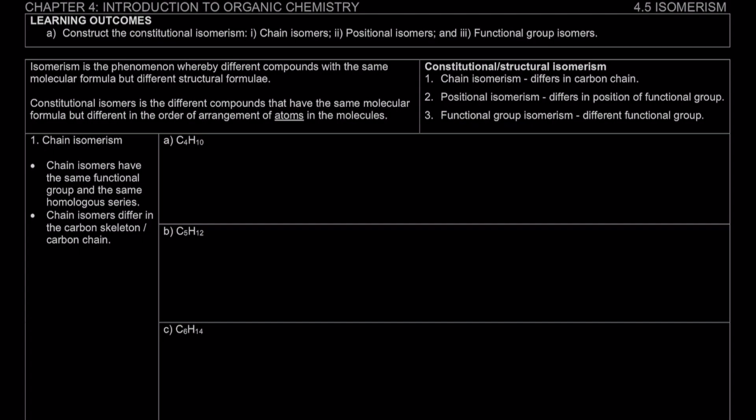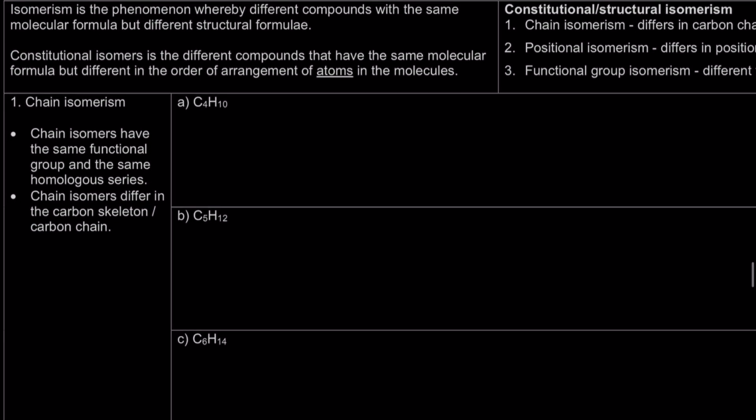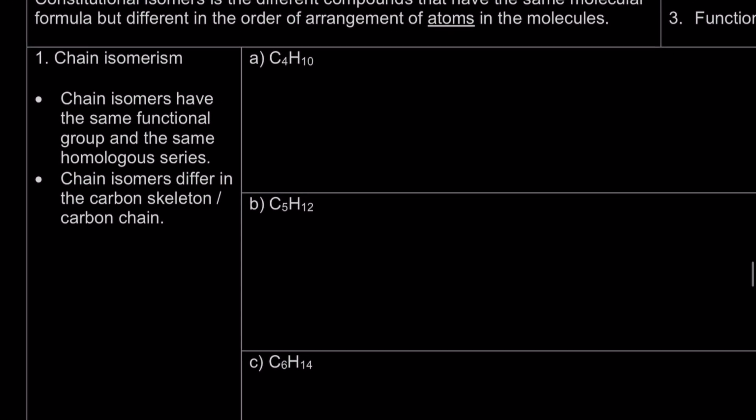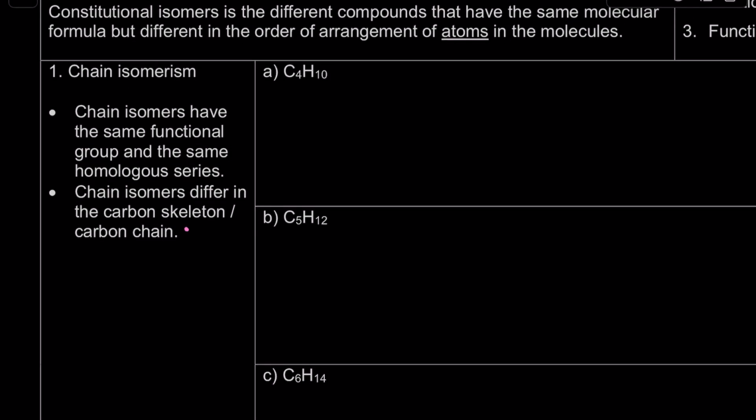For the case of chain isomerism, it has the same functional group and the same homologous series, but it differs in the carbon skeleton or carbon chain. Okay, so just add it in your note what is meant by this one. It means that each of the isomers will have a different longest carbon chain. So what is meant by that? Let us look at the example itself.